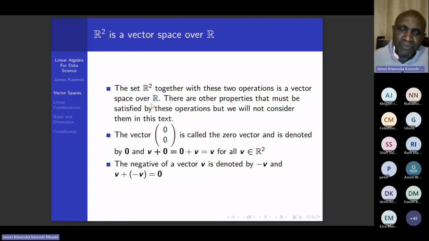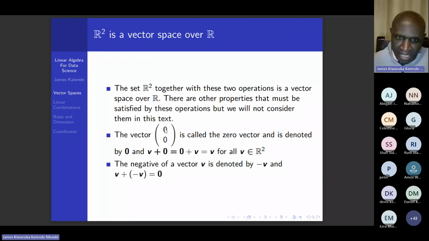Now the set R2 combined with those 2 operations is actually a vector space over R. There are more properties that are involved, but those are the two most important properties for us now. So we shall focus on those two properties. There are about 8 other properties for some set under some operations to be a vector space, but we shall focus on just those two for now. The others are rather intuitive. They will make sense as we use them.